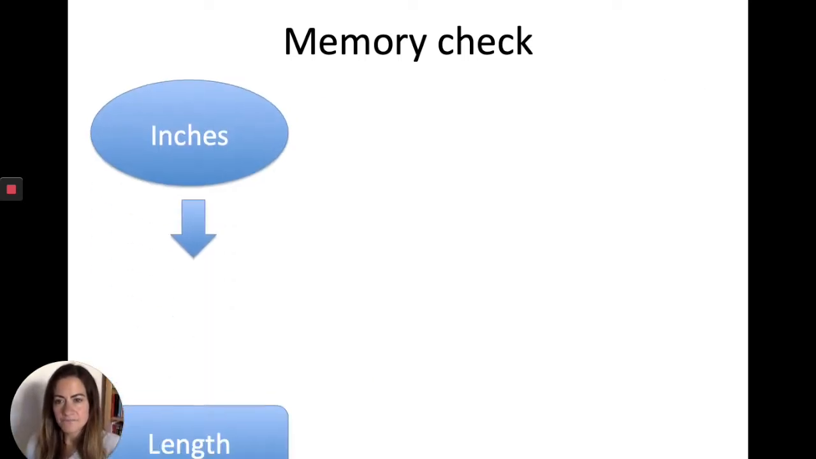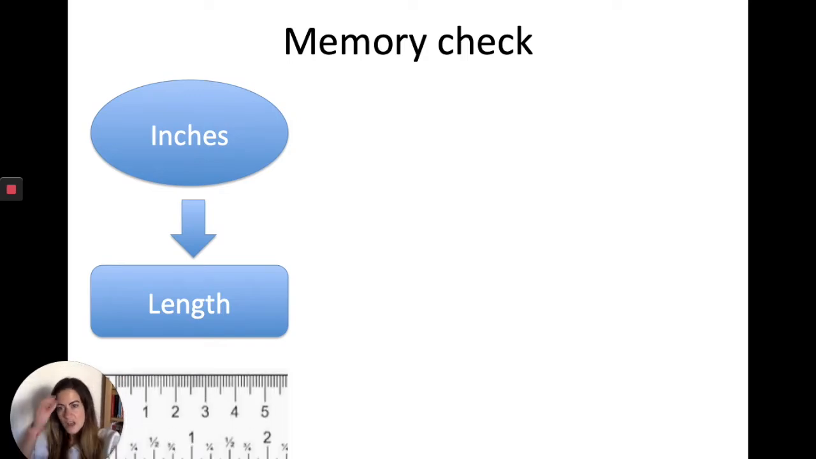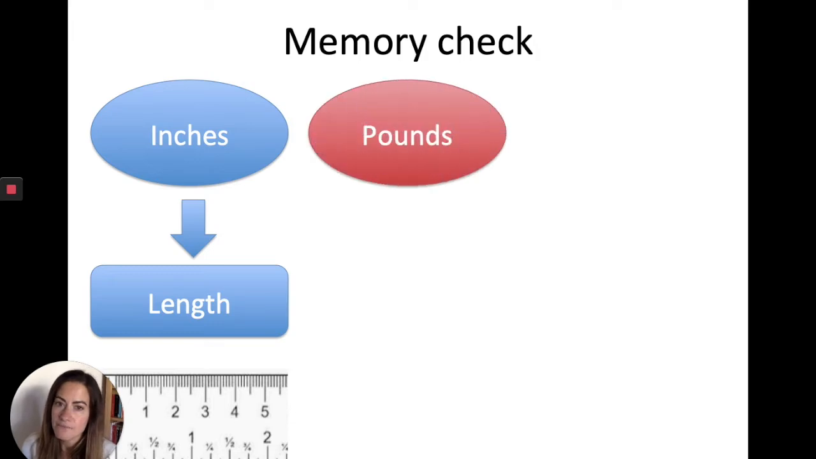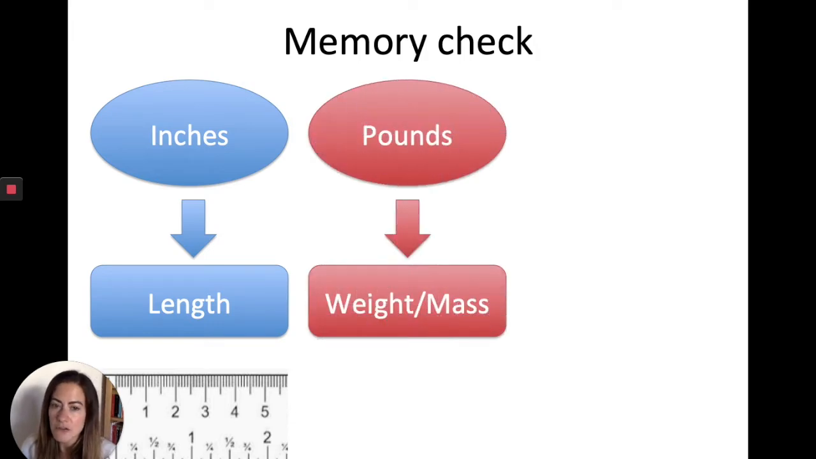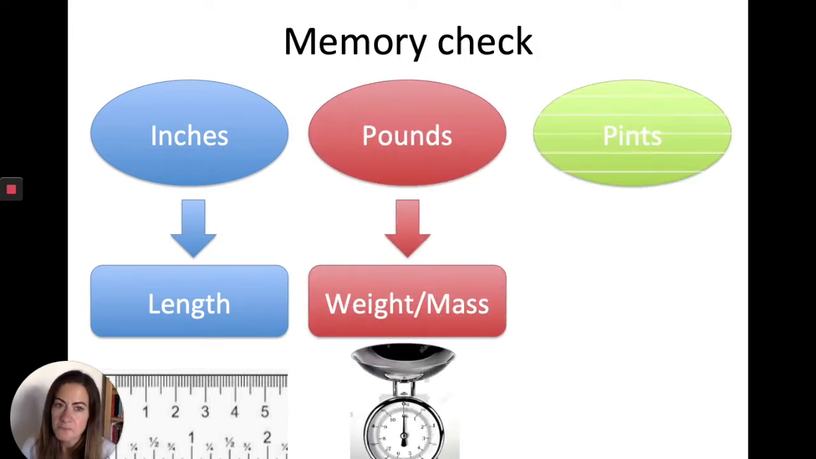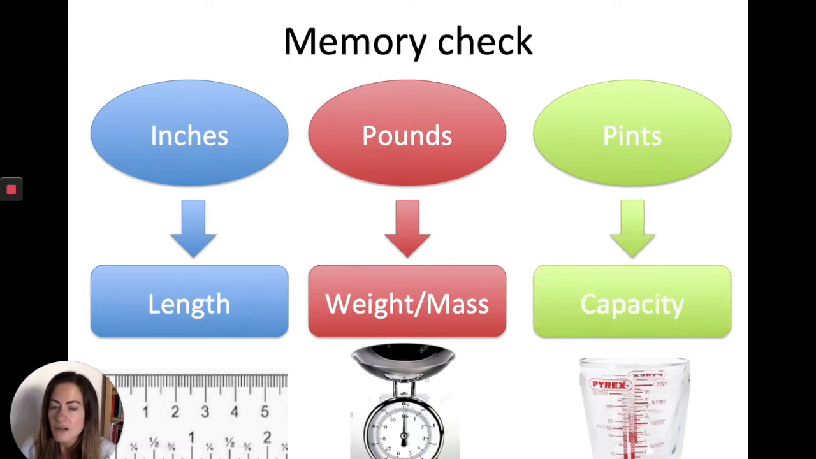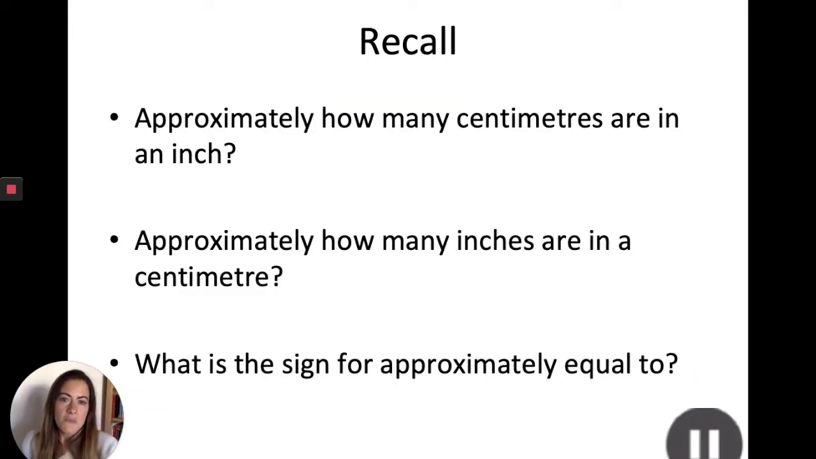Let's see. So inches are one of the imperial units of length. Pounds are an imperial unit of weight or mass. And pints are an imperial unit of capacity. How did you do? Did you get all the missing ones? I hope so.